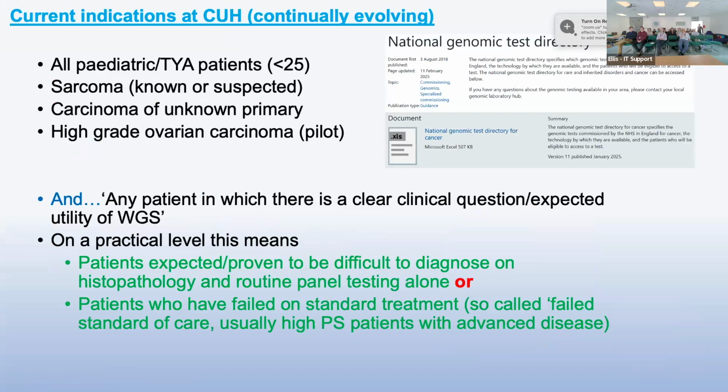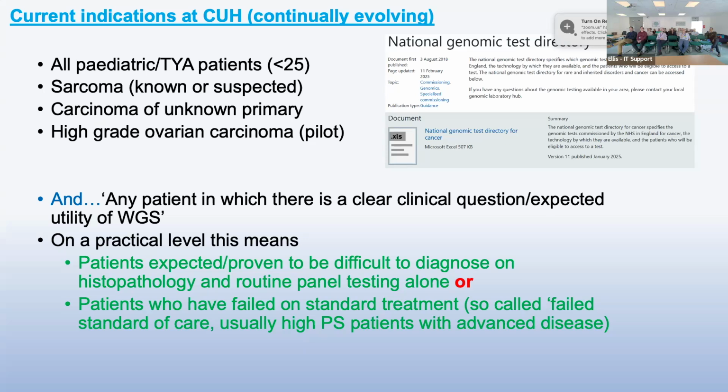So just to talk a little bit about the indication. As we've said, the groups that we sequence at CUH is a little bit broader than that in the National Genomic Test Directory, which is the nationally commissioned indications for genomic testing, which get a little bit political and are a bit of a football, and they move from place to place.